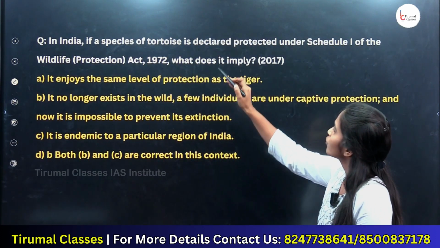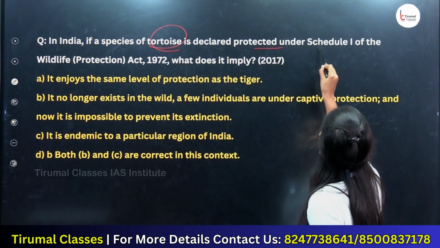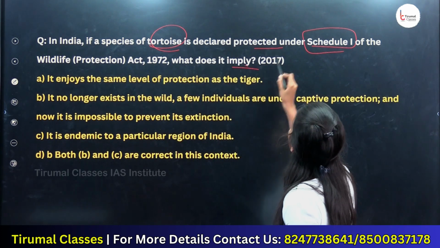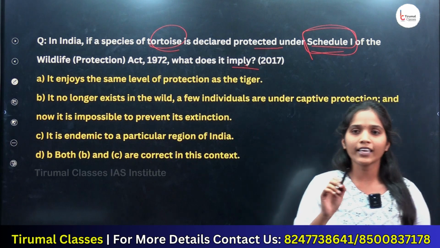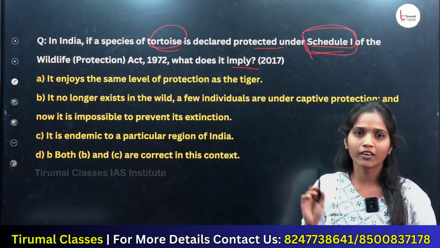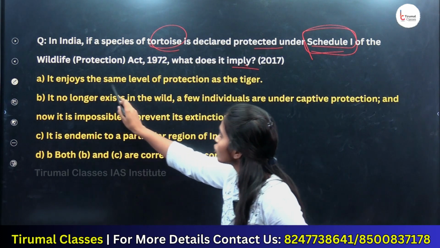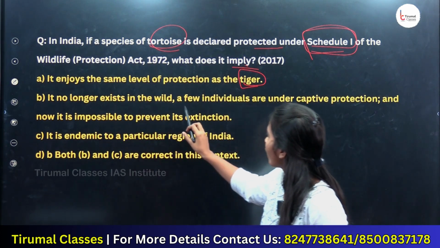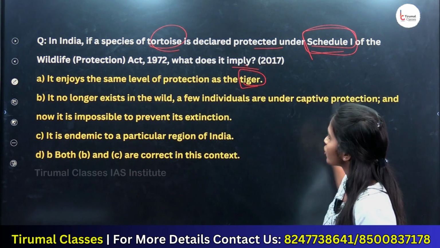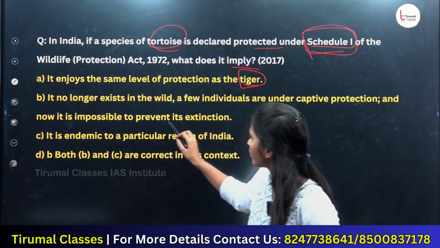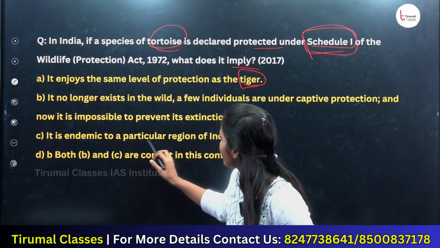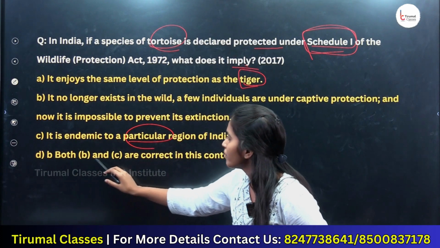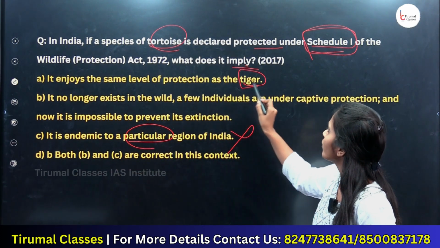In India, if a species of tortoise is declared protected under Schedule 1 of the Wildlife Protection Act 1972, what does it imply? As I said, Schedule 1 means they are highly endangered and a high level of protection is required. Option A: it enjoys the same level of protection as the tiger. B: it no longer exists in the wild, a few individuals are under captive protection, and now it is impossible to prevent its extinction. C: it is endemic to a particular region of India. No, it is not endemic to a particular region. And D: both B and C are correct. So we'll go with option 1, the tiger.